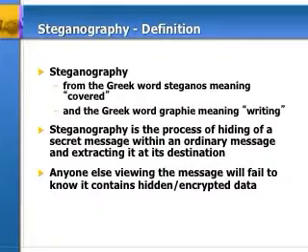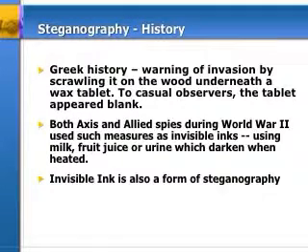And that does happen. Now, going on with the definition, in Greek history, here's an example: warning of invasion by scrawling it on wood underneath a wax tablet. Casual observers would see the tablet appear blank. Both Axis and Allied spies during World War II used such measures as invisible inks, using milk, fruit juice, or even urine, which would darken when it was heated. Invisible ink is also a form of steganography.